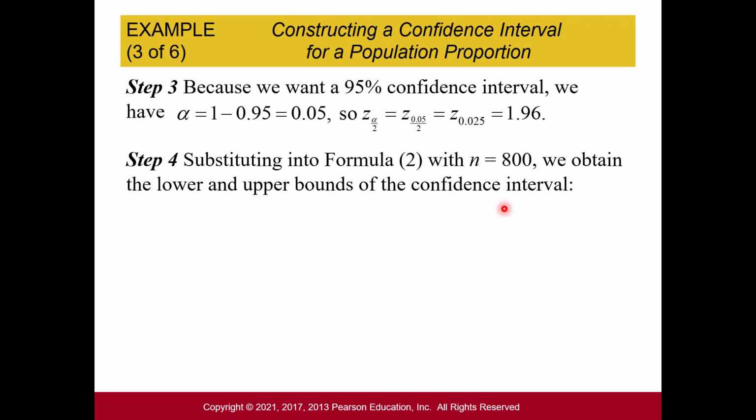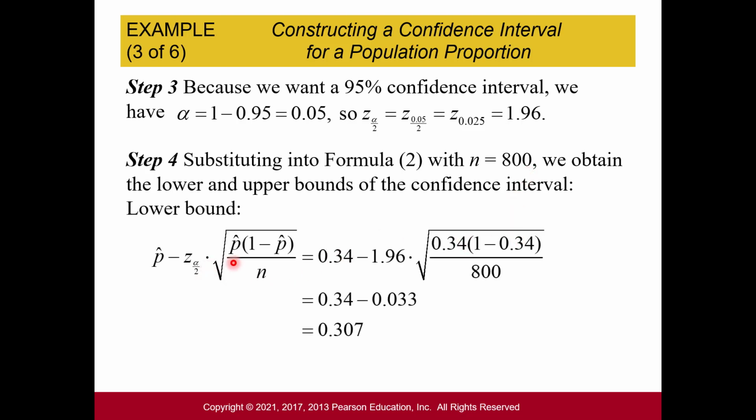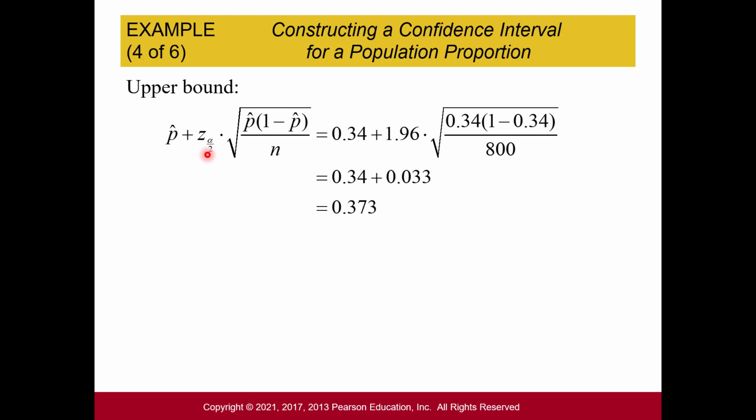Then we're going to substitute into our formula. n is 800, and we'll get our upper and lower bounds. Our formula for the lower bound is when we subtract the z-score times our standard deviation, and that's going to give us, after plugging in all of our values, 0.307. For the upper bound, very similar, but we add the standard deviation times the z-score. That's going to give us 0.373. And so the margin of error is 0.033. That's from multiplying this 1.96 times our standard deviation.